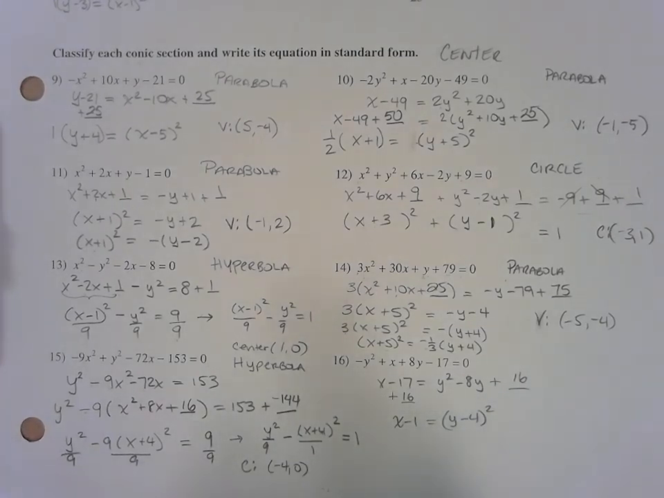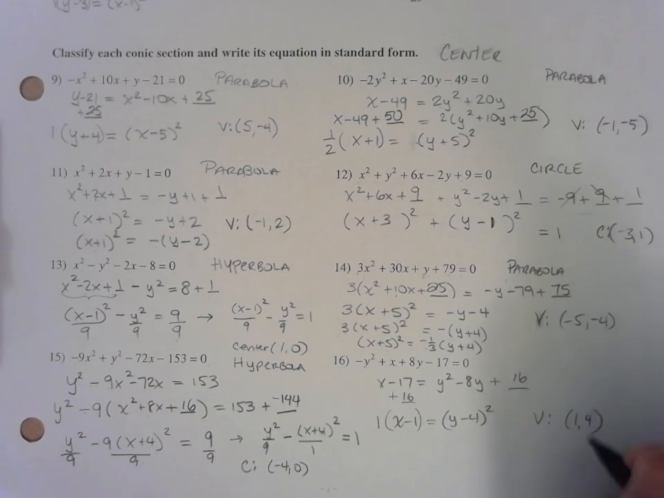This is technically a standard form equation. If you want to factor out a negative 1, now you know that the value of 1 represents your 4 times p. Parabolas don't have centers, they have vertices, or one vertex specifically. The location of that vertex is positive 1, positive 4.